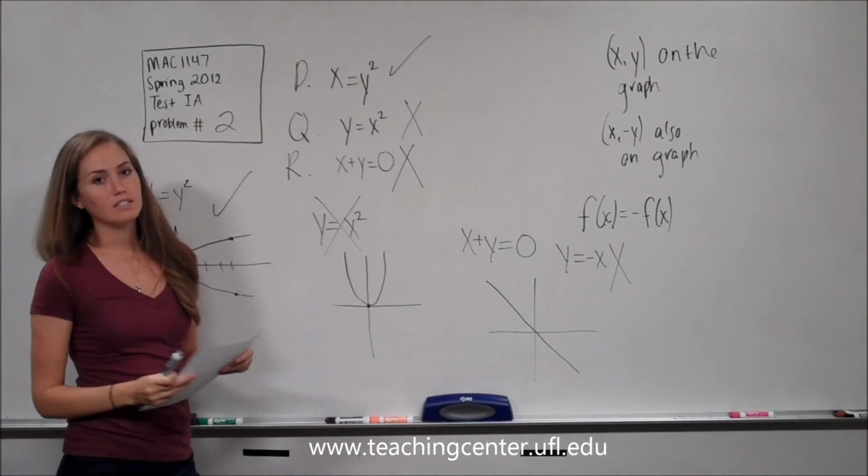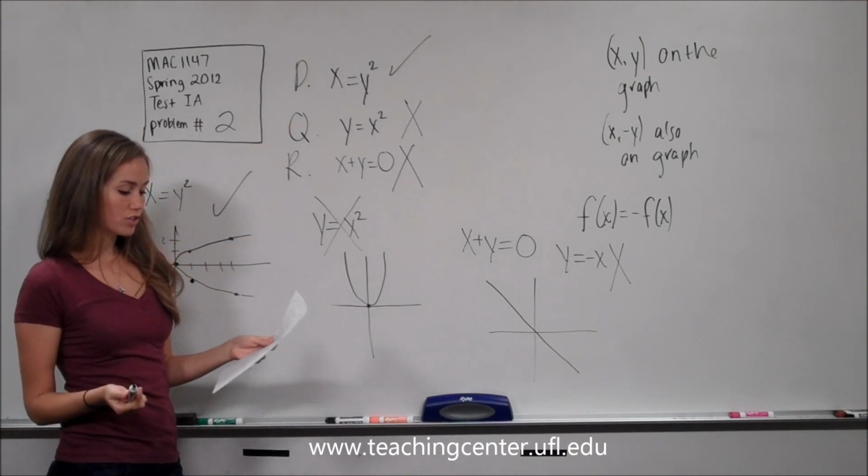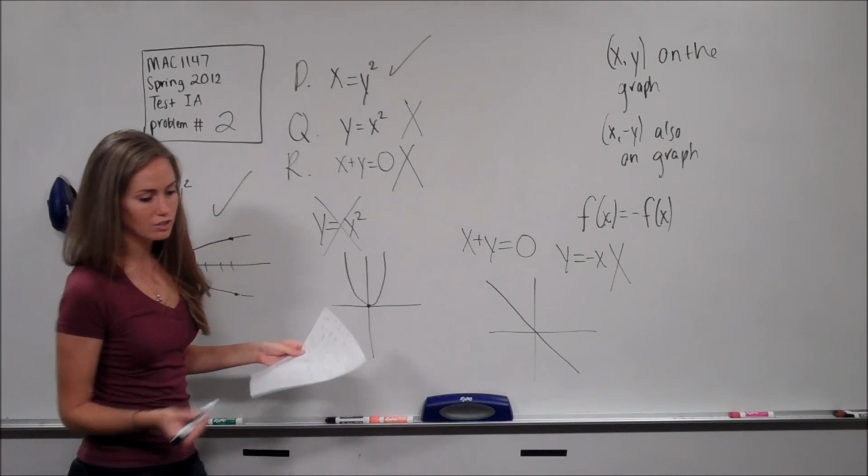Our only graph that is symmetric with respect to the x-axis is x equals y squared. So our answer is P, and P is the only correct answer, so the answer is A.